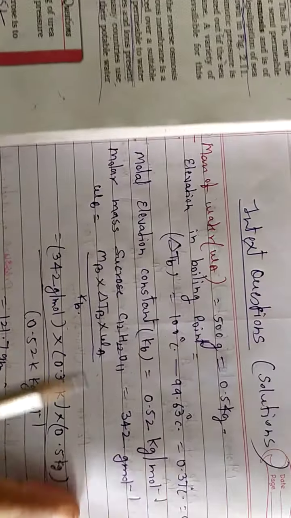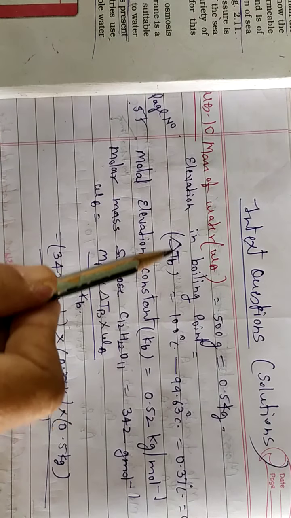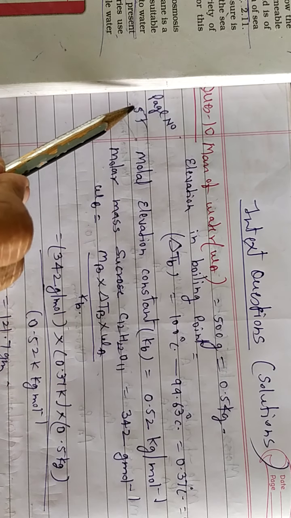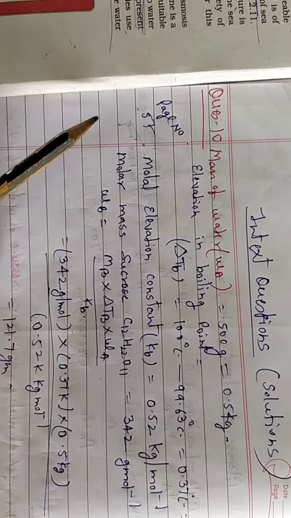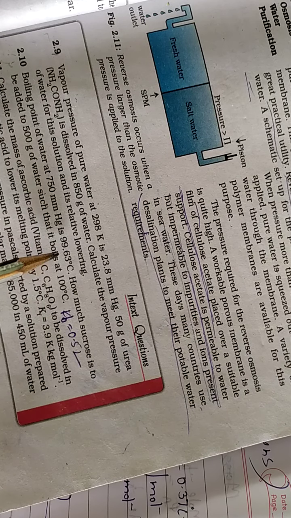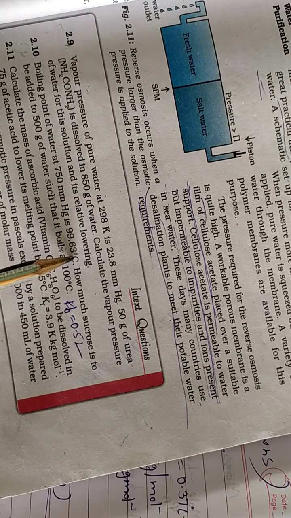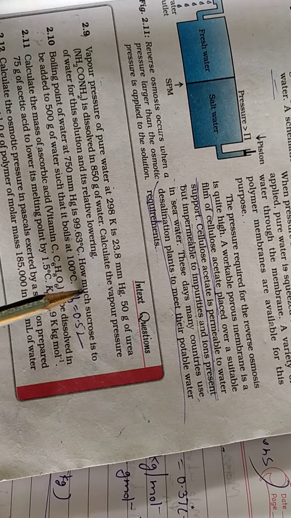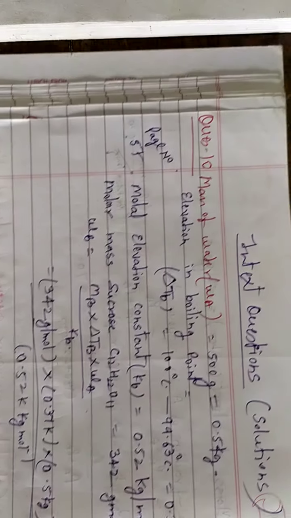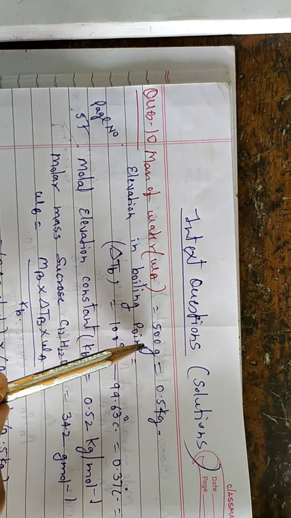Okay, now here student, in the solution I am not writing the questions here. You will take the question from the textbook, page number 57. Now here first I will read the question. The boiling point of water at 750 mmHg is 99.63 degrees Celsius. How much sucrose is to be added to 500 grams of water such that it boils at 100 degrees Celsius?